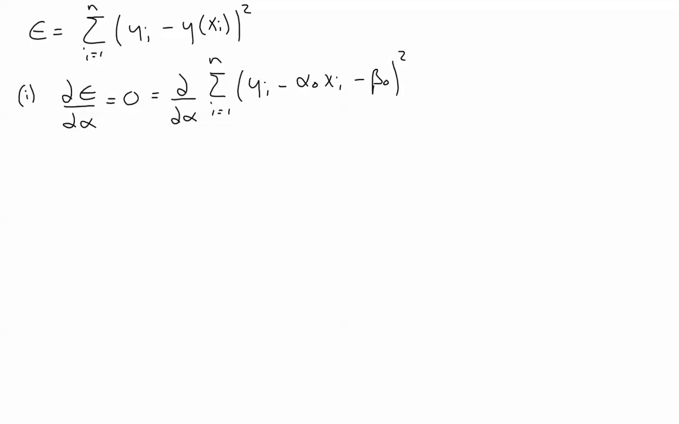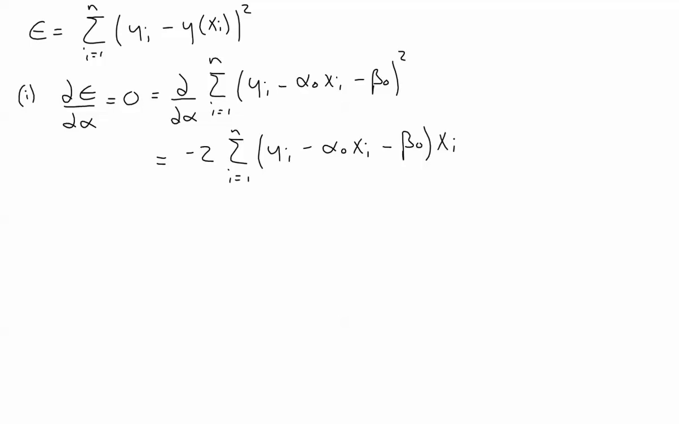Alpha naught and beta naught are my optimum alpha and beta terms. I go ahead and take this derivative. I get a negative 2 times summation i equals 1 to n of y sub i minus alpha naught x sub i minus beta naught, times x sub i. All that's inside of my summation. I'm going to set that equal to 0. We'll simplify this in just a second.